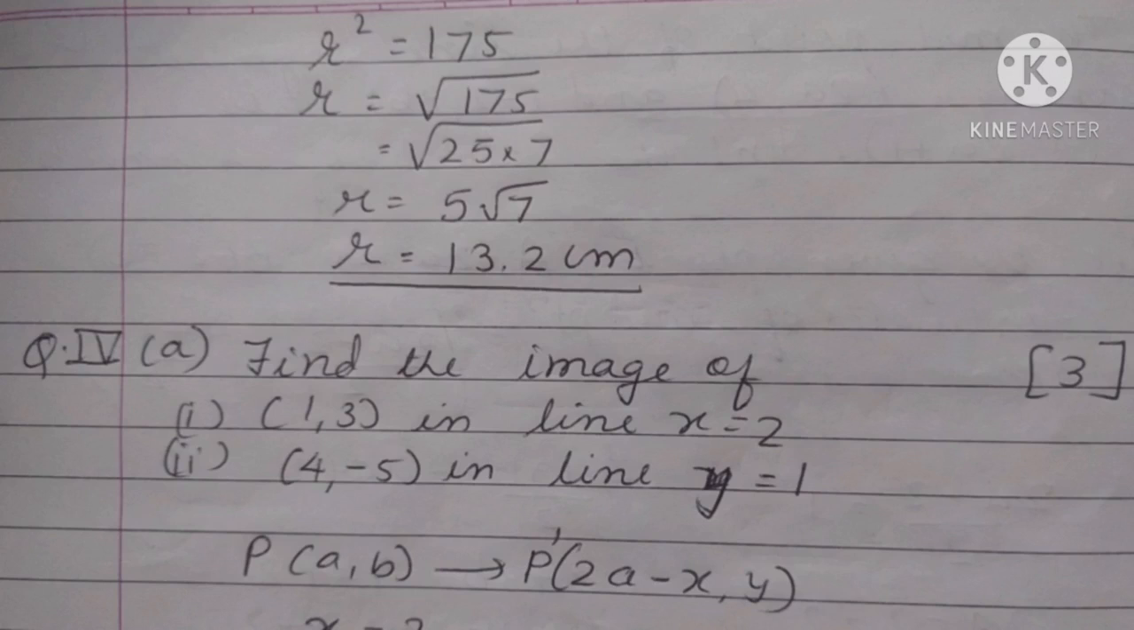Question number 4a: find the image of (1, 3) in the line x equal to 2 and (4, -5) in the line y is equal to 1. So this is a 3 marks question.